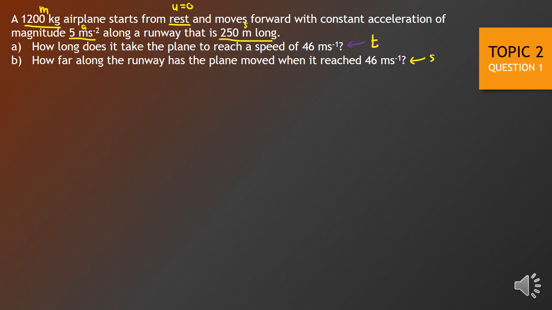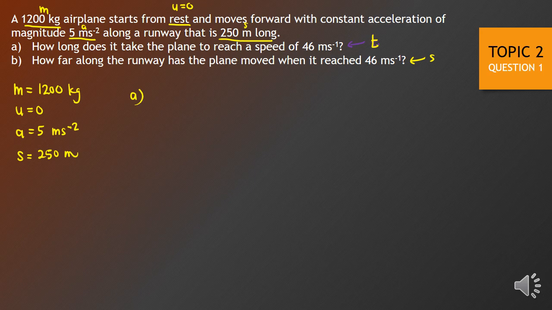So A, how long does it take for the plane to reach a speed of 46 meters per second? So I just want to extract all the information that we have. So M is 1200 kg, our initial velocity is 0. We have an acceleration of 5 meters per second square. And then runway length, just name it as S. This is 250 meters. Okay.